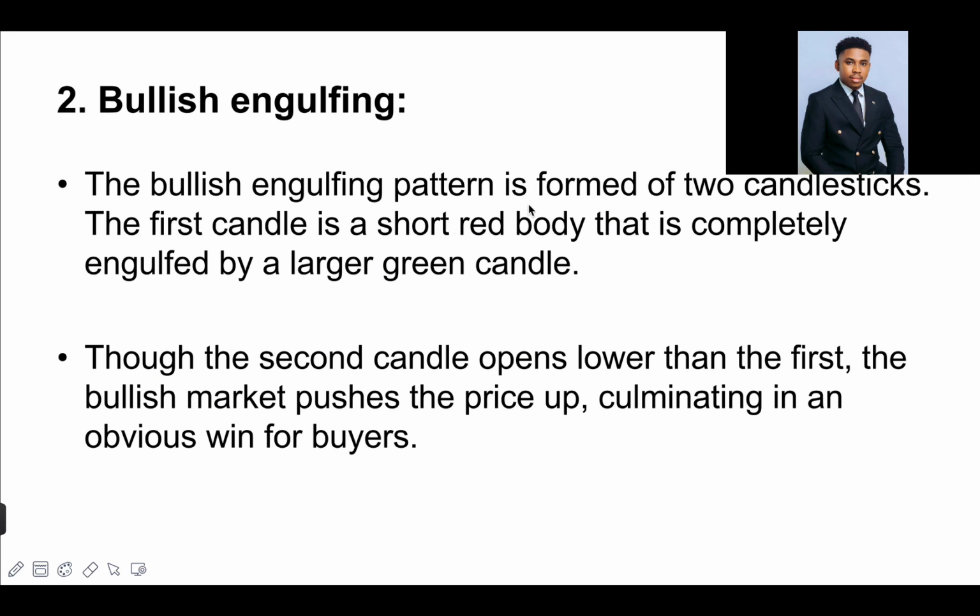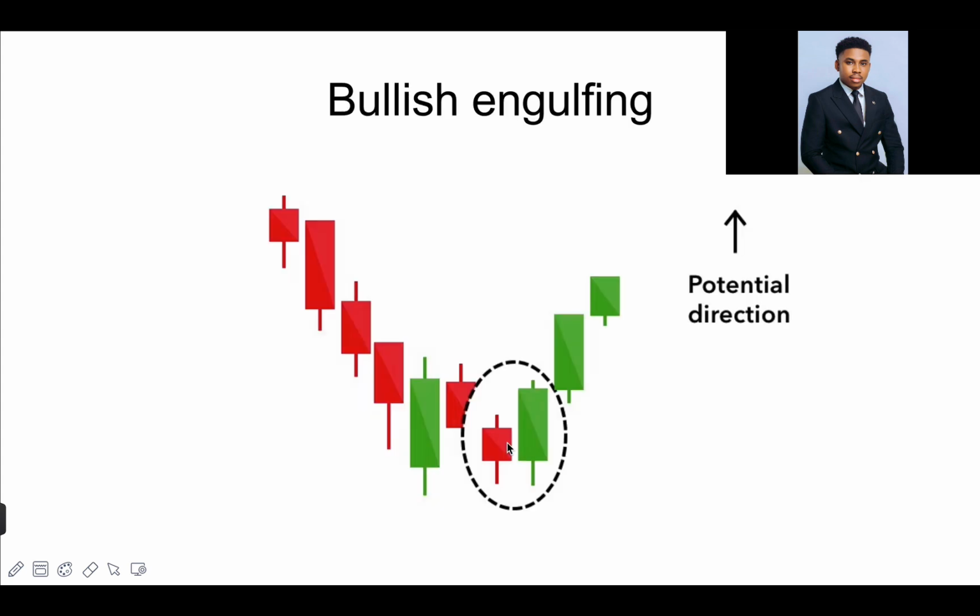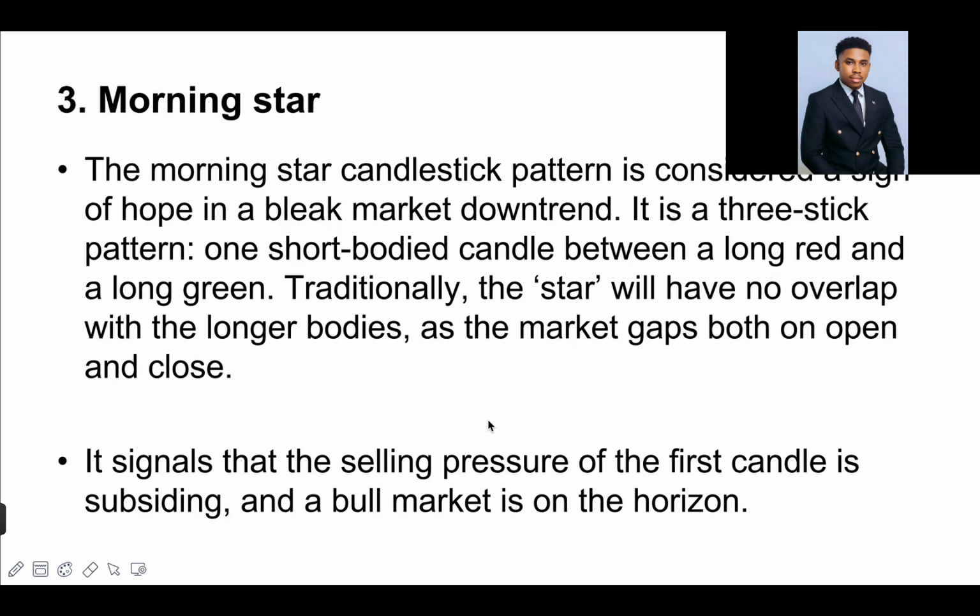A bullish engulfing pattern is formed of two candlesticks. The first candlestick is a short red body that is completely engulfed by a larger green candle. Though the second candle opens lower than the first, the bullish market pushes the price up, culminating in an obvious win for buyers. So this is what it looks like on the charts.